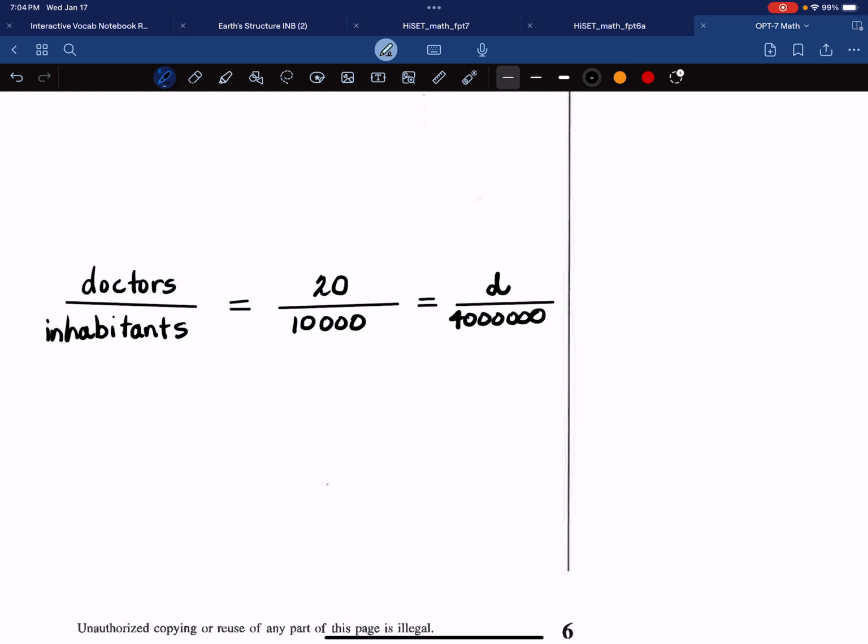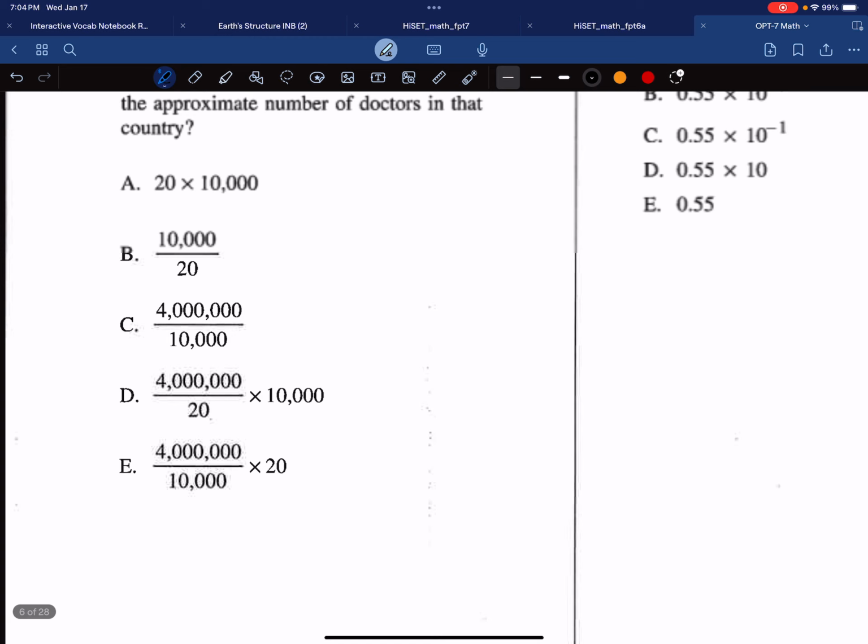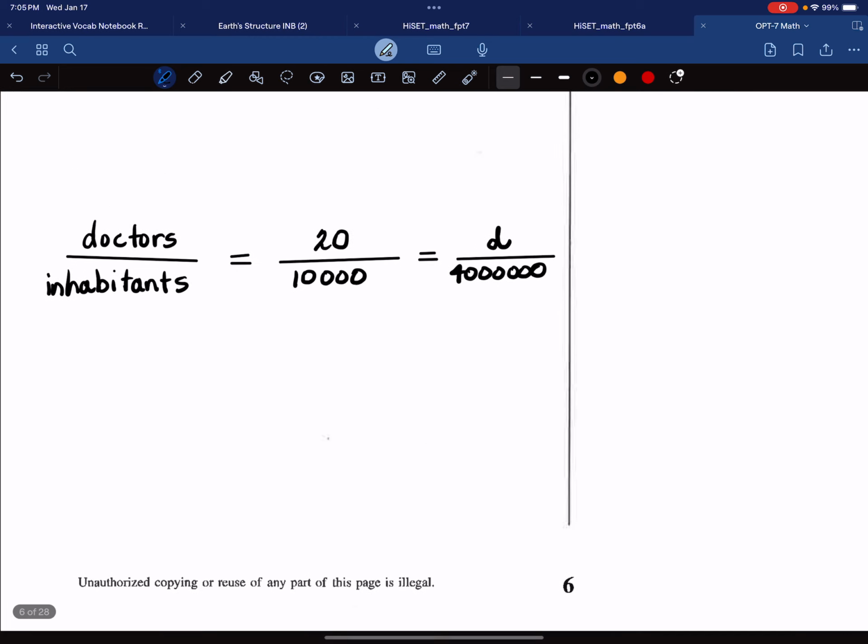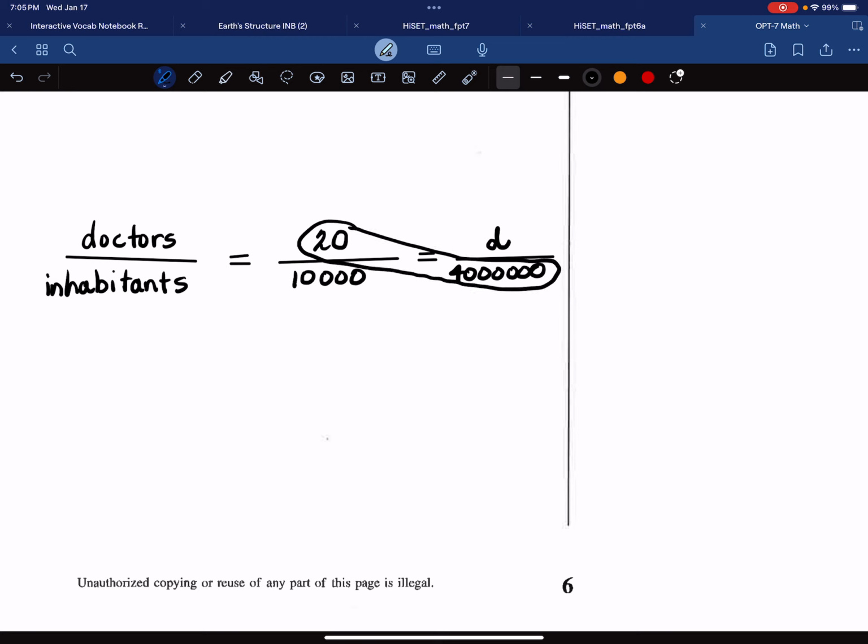I'm going to use a D. I bet they use an X. No, they don't. Okay, they don't use anything at this point. So I'm going to use D for doctor. So my proportion will be solved this way, where I would multiply those two. So I have 20 times 4 million is equal to 10,000 times the letter D. So that's initially the setup for me. And then we need to take it from there.